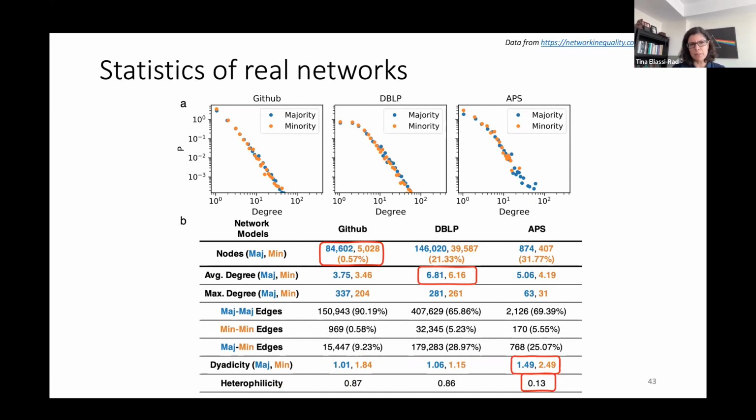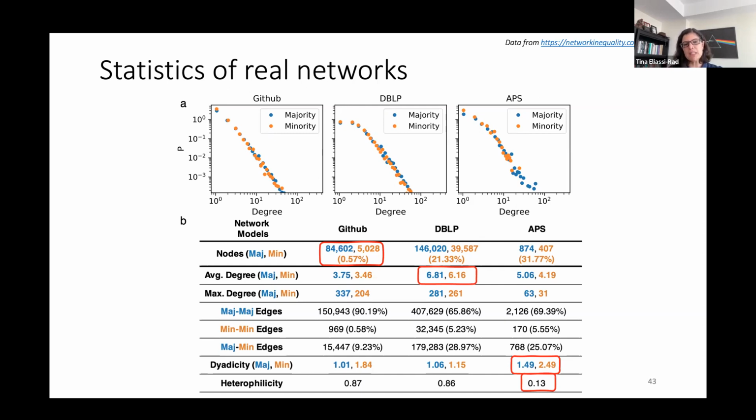So GitHub is a GitHub follower network, DBLP is a collaboration network, and APS is a physics papers citation network. We got the data from the network inequality group at Vienna. For GitHub and DBLP, these are based on gender. For APS, it's based on the research field. Now, as a disclaimer, obviously algorithms are being used to decide the gender, for example, on an account on GitHub, and so there could be some noise associated with that.